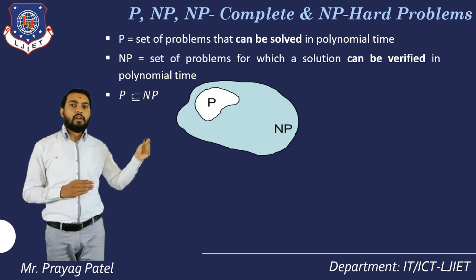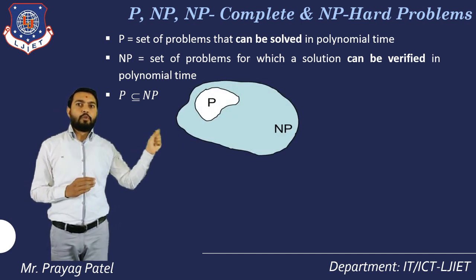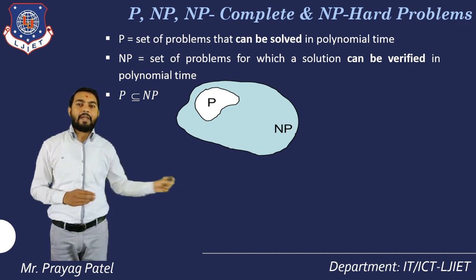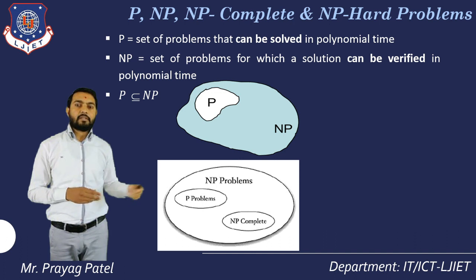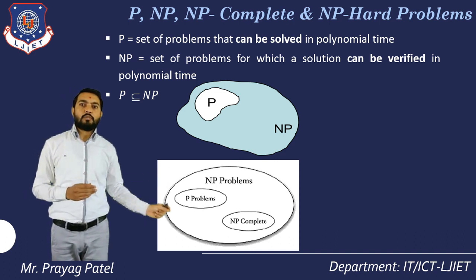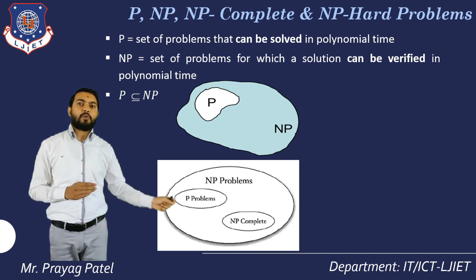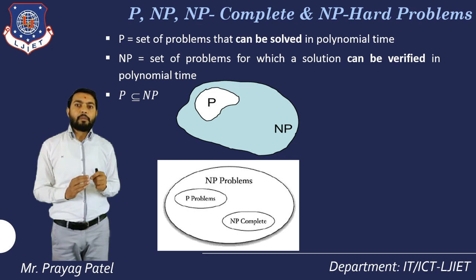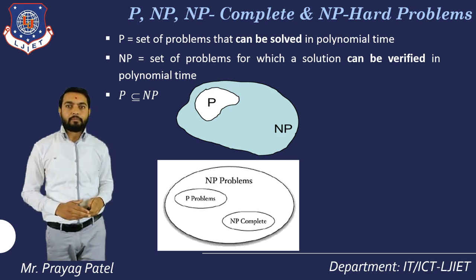Now see in this figure, the inner part of this loop is considered as the P problem and the outer portion is considered as the NP problem. Now another figure: the whole circle is the NP problem. The inner small circle is the P problem and another small circle is the NP complete problem. So the NP complete problem is a part of the NP problem.